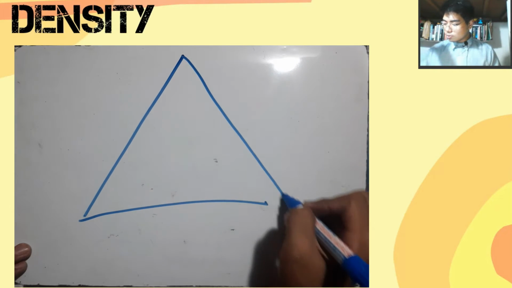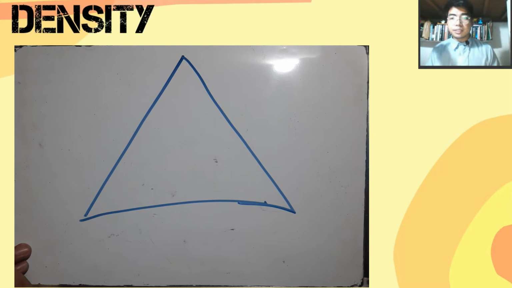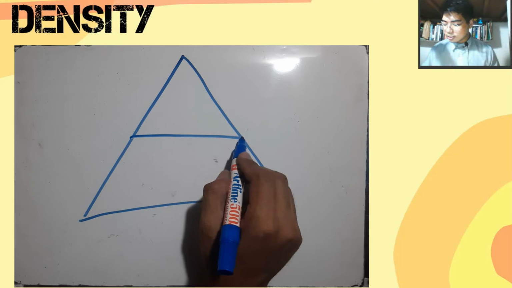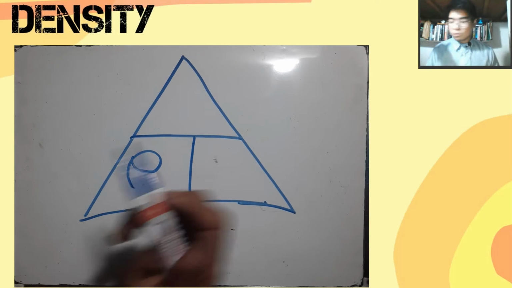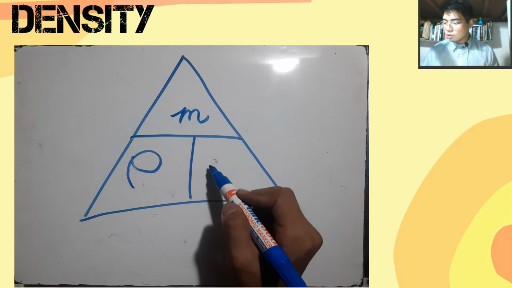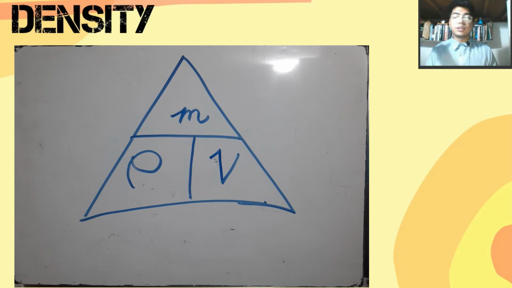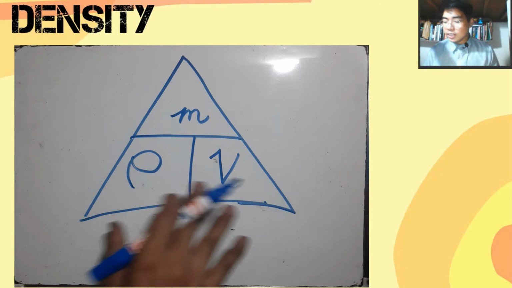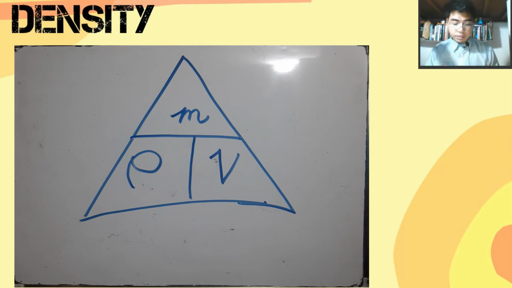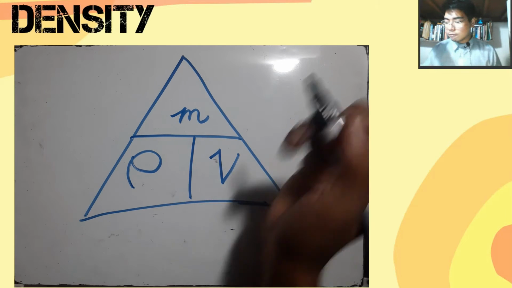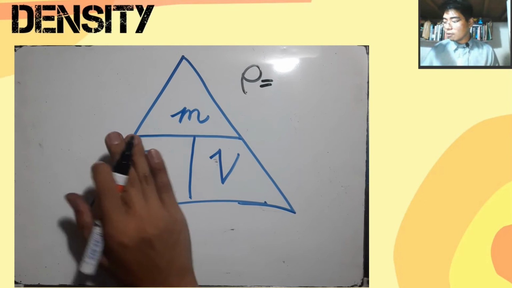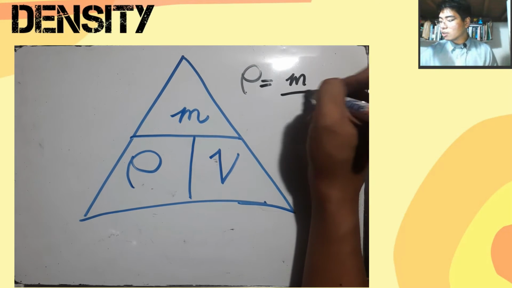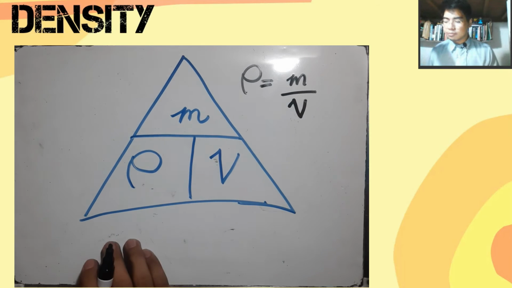Now, if we're going to use the triangulation formula, density is equivalent to mass over volume. So this is the triangulation formula that we can establish or create. What if we are looking for density? If we're going to look for density, our formula is mass over volume.